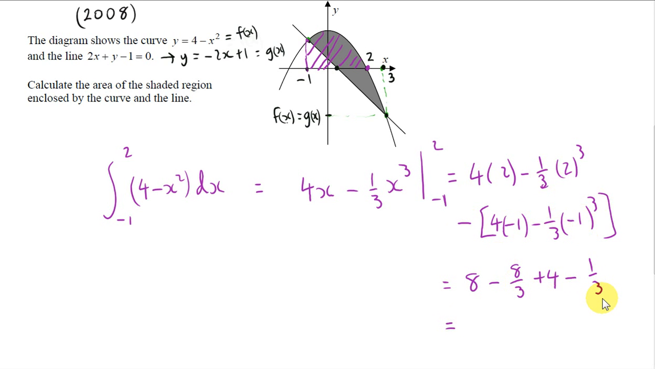Okay, minus 8 thirds minus 1 third is minus 9 thirds. Minus 9 thirds is minus 3. So we have 8 plus 4 is 12. 12 minus 3 is 9. Next we will get this green area.